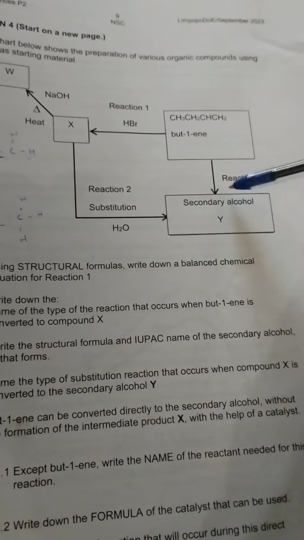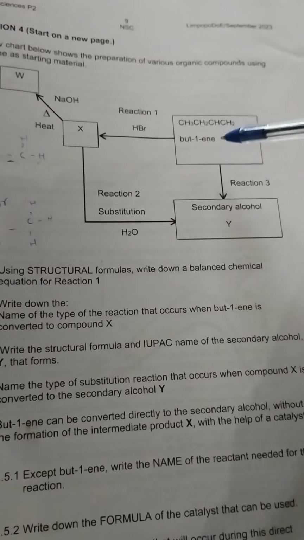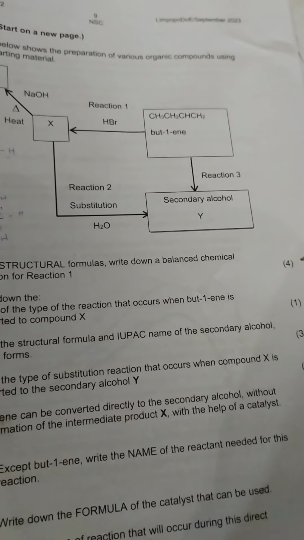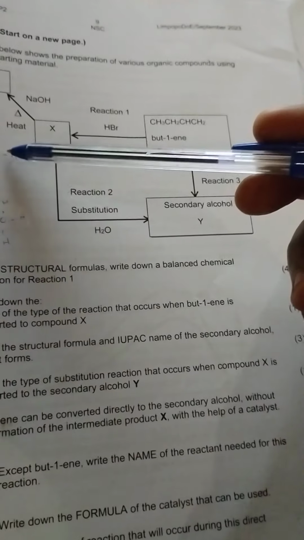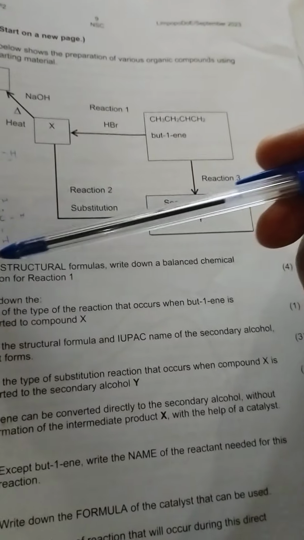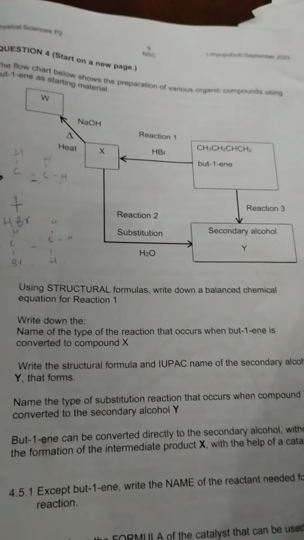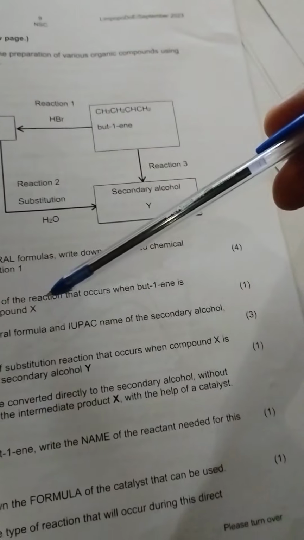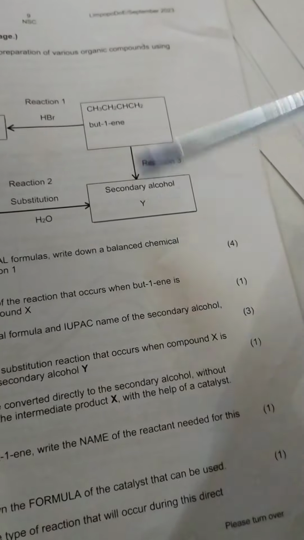Same thing here. An alcohol, OH, will need to be added to the double bond, which is there. That'll be your reaction. And how many marks? 4. Wow. So they're putting 4 marks for that. Maybe they're going to give a mark for you to write it down. There may be 3 marks for this, I'm not sure, but 4 marks. That's a lot of marks to get. So they're asking, write down the type of reaction that occurs when butene is formed to X.